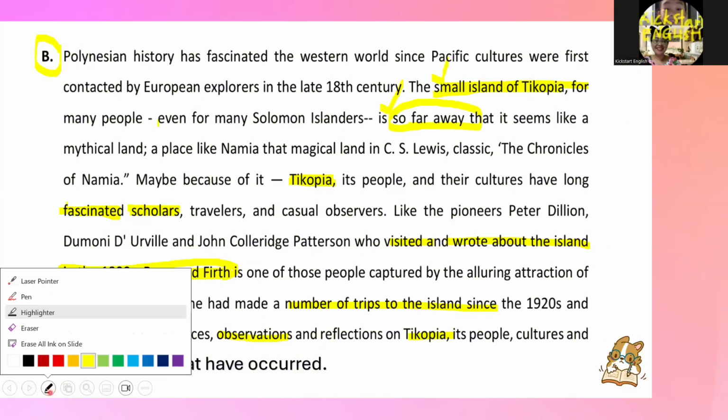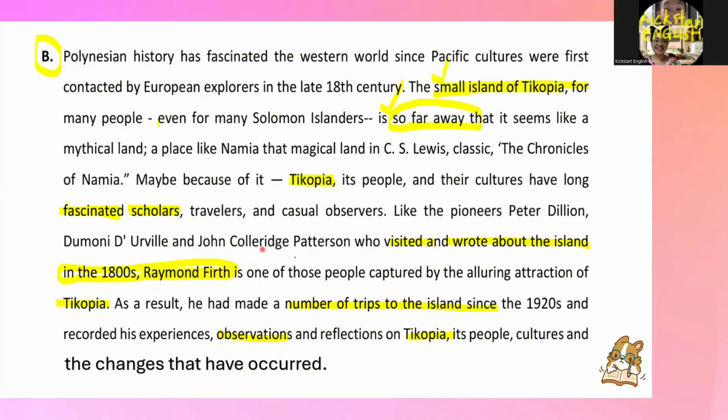Okay, so we actually found Firth. So let's focus on this sentence. When we say pioneers, everyone, pioneers actually means first. Pioneers is synonymous to first, or the first people, the first on the line. So the pioneers Peter de Leon, Domani d'Orville, and John Coleridge Patterson, who visited and wrote about the island in 1800s. Raymond Firth, this is our subject, is one of those people who captured.